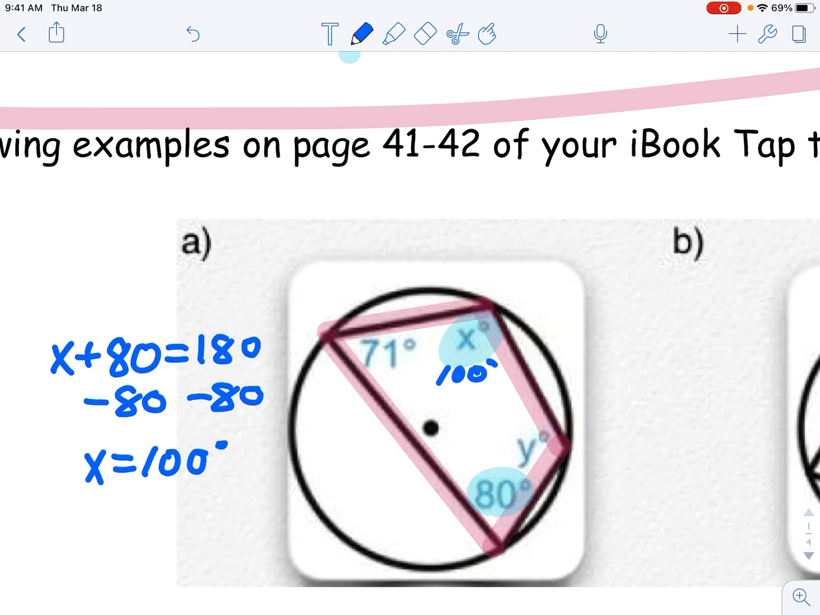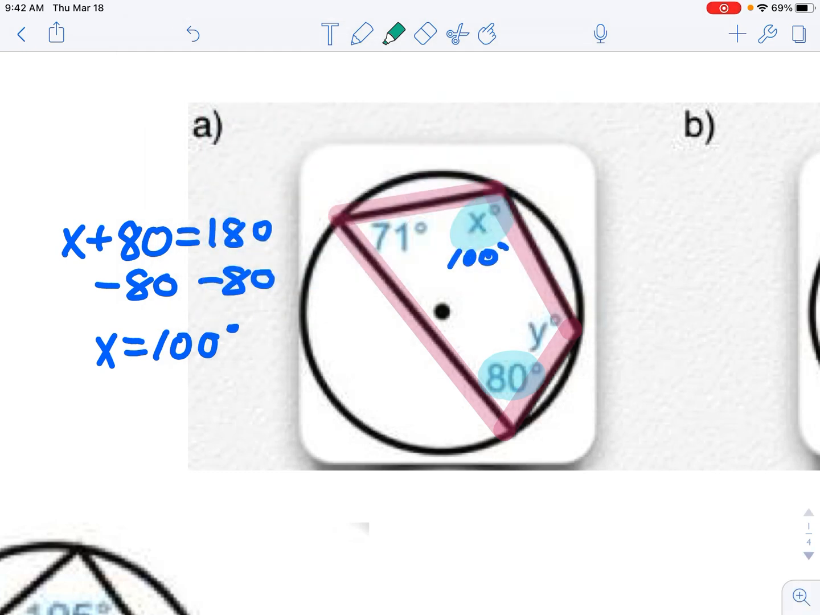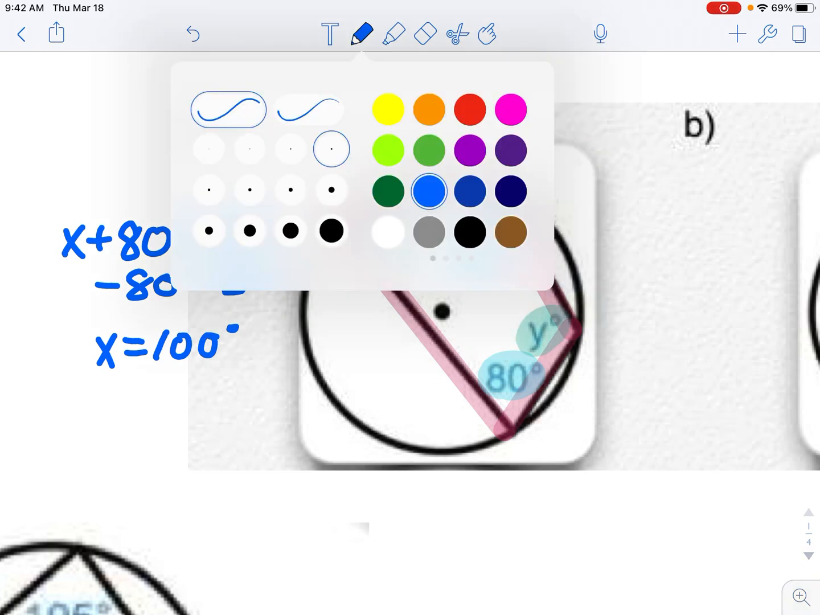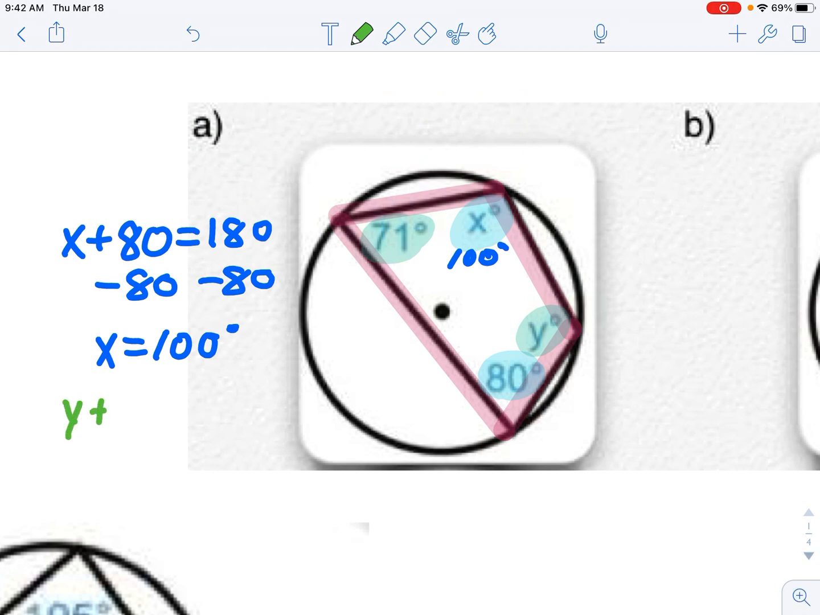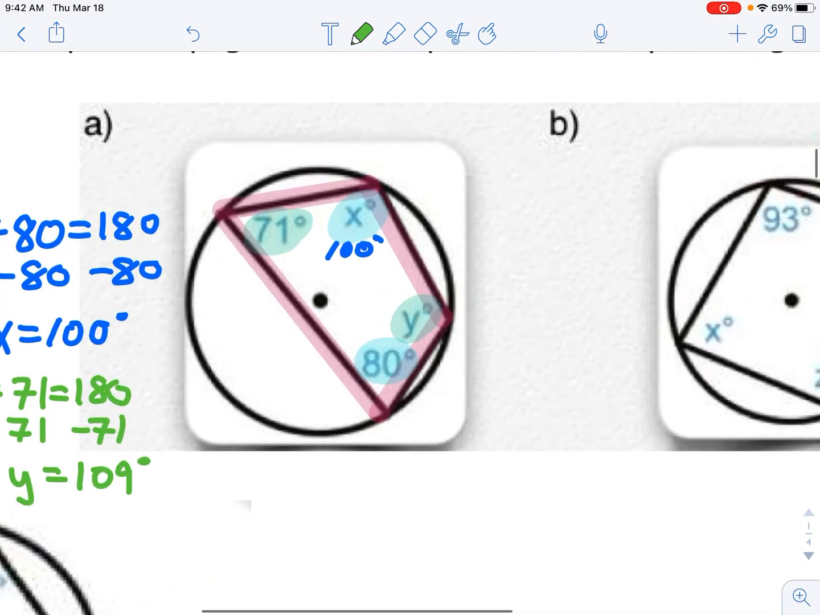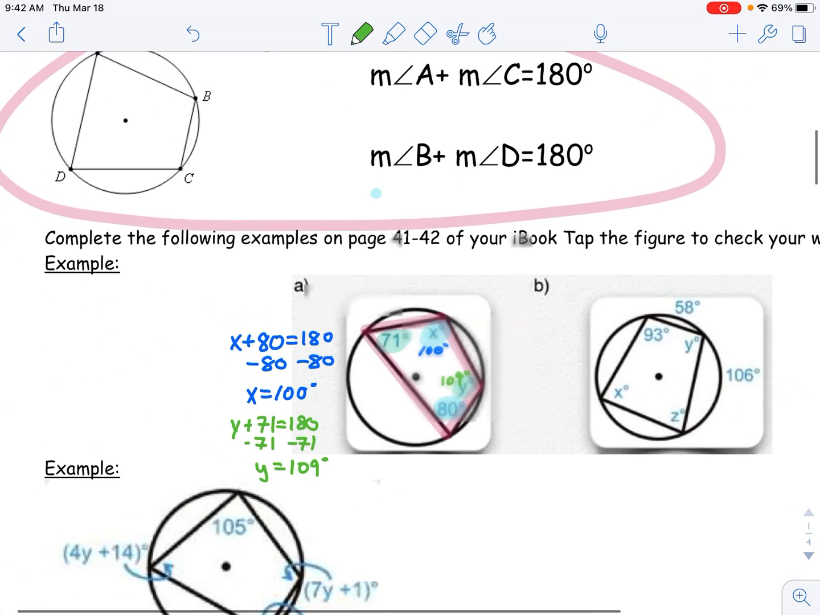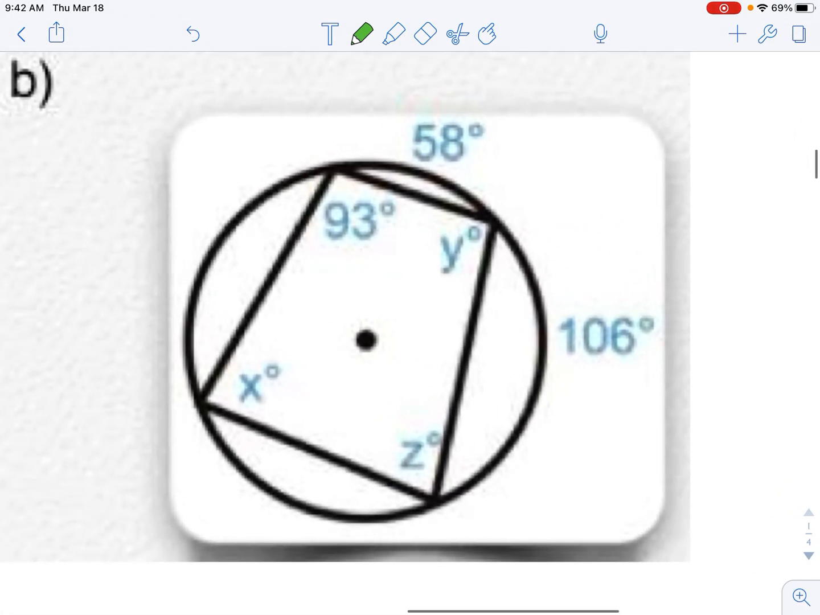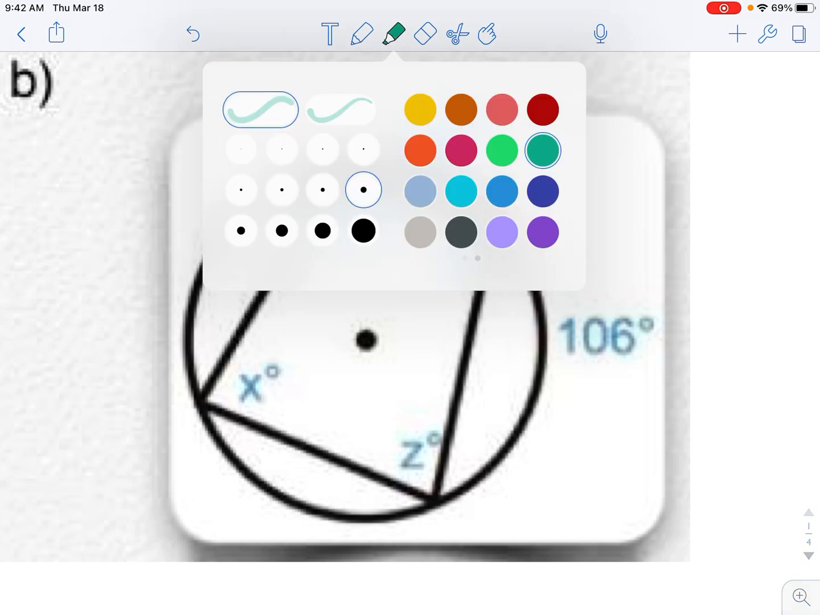Now this is kind of a simple problem. You might have been able to immediately tell that it was 100 degrees, but nonetheless. Then over here we get y plus 71 equals 180. Subtract 71, and y is 109 degrees. So that's it. Opposite angles are supplementary. That's a tier 1 basic problem right there. And the fun fact is all the angles in a quadrilateral add up to 360 degrees.